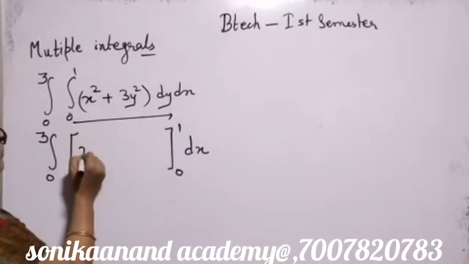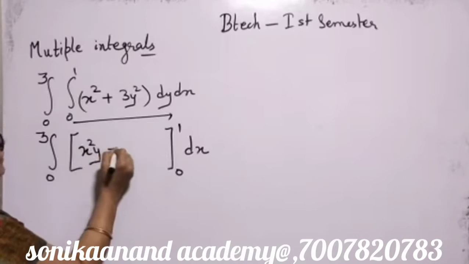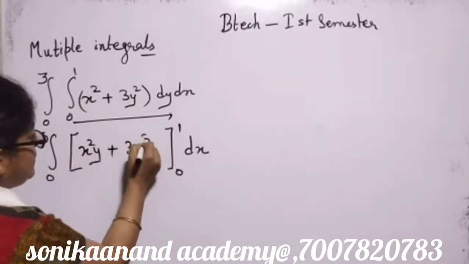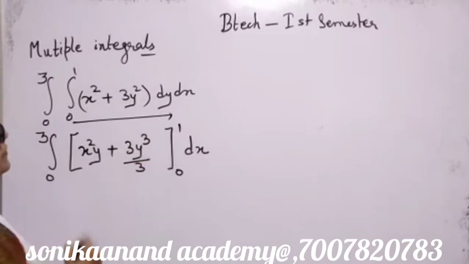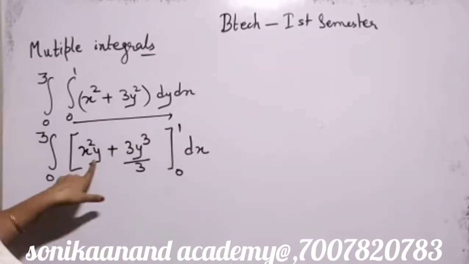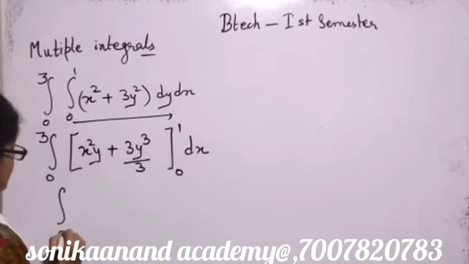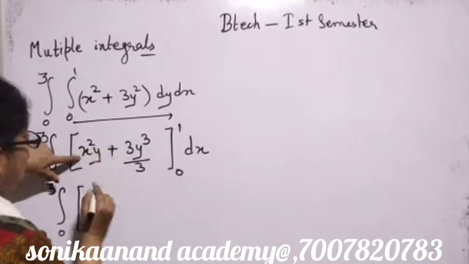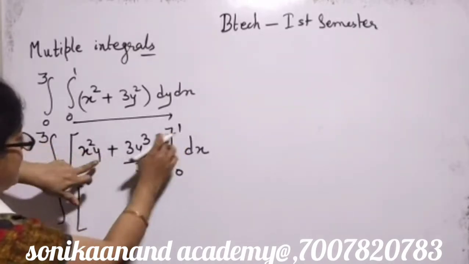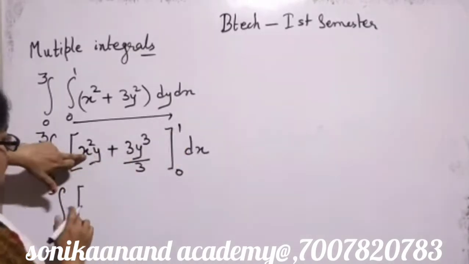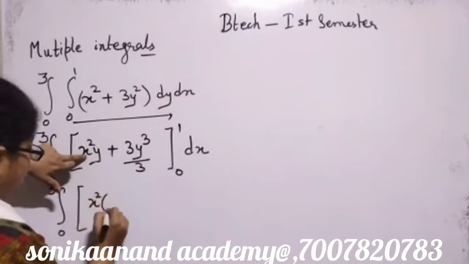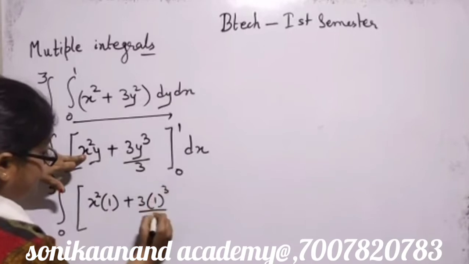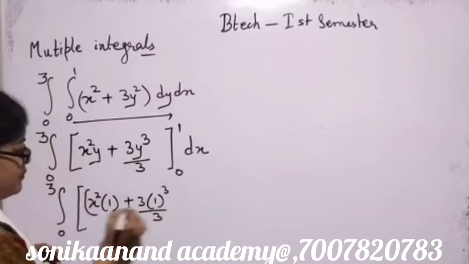That means the integration of the first term is x squared y. The integration of 3y squared is 3y cubed over 3. Okay. Now put the limits in this function. So we get 0 to 3. When we substitute 1, we substitute 1 in place of y and not in place of x. So we write x squared into 1 plus 3 times 1 cubed over 3. This is the limit for 1.